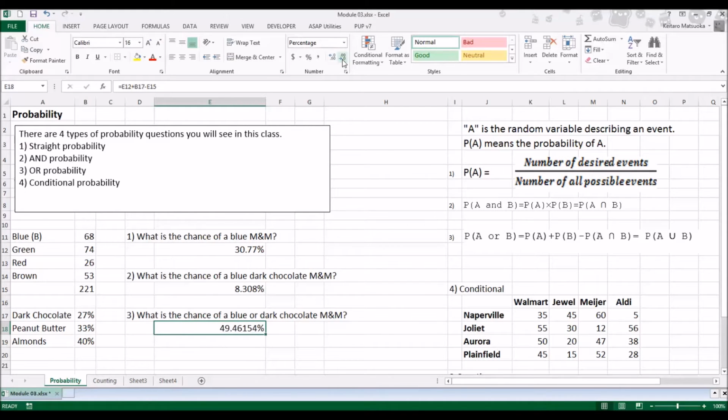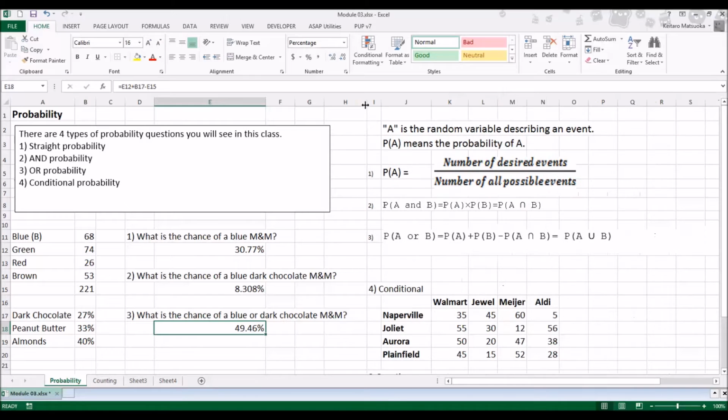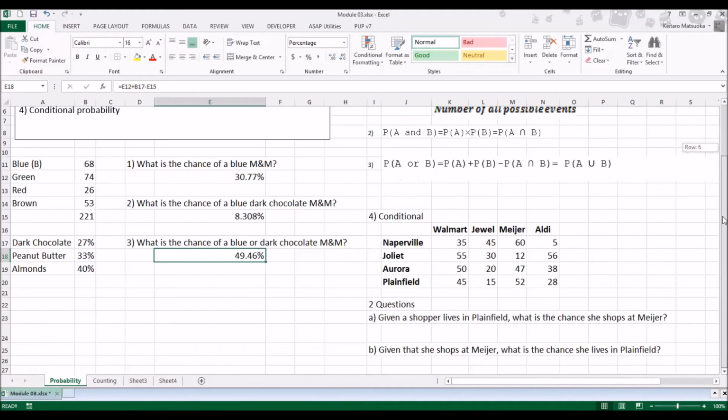So it's about 49% chance, about 50% chance. Okay, so that's 1, 2, and 3. How about the conditional? Well, for the conditional, you'll typically see a table like this over here.